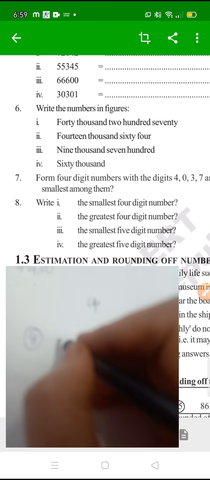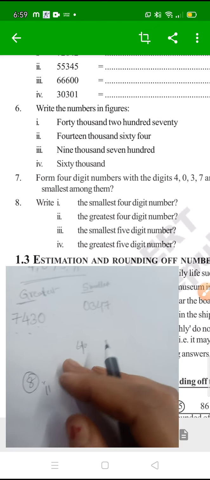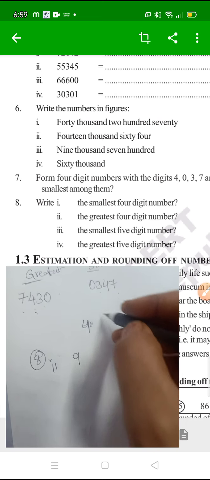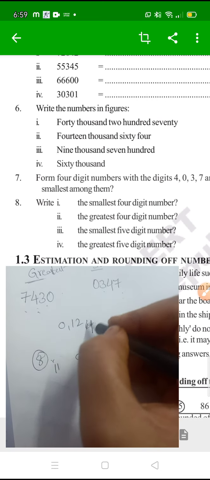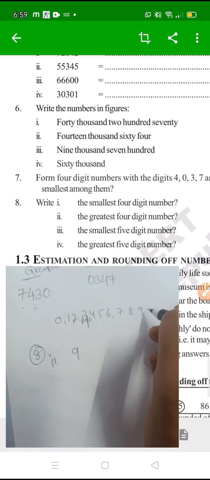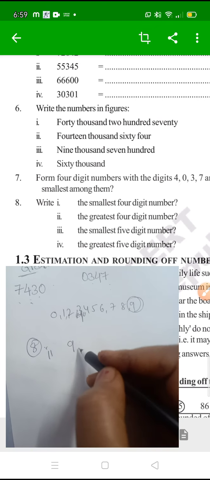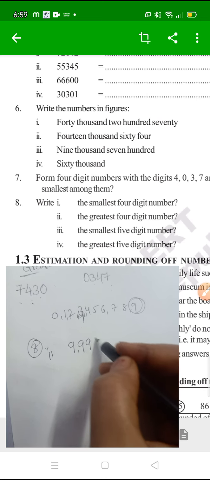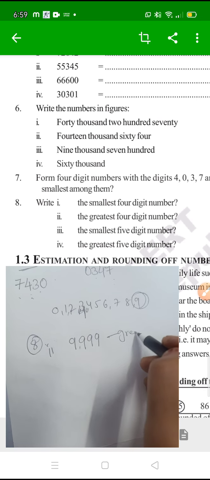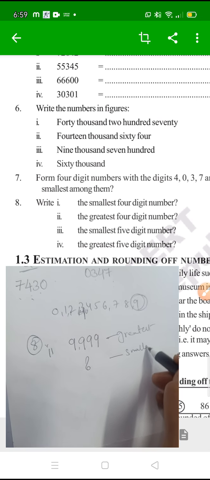In the second bit, they asked the greatest 4 digit number. 9 is the greatest among 0, 1, 2, 3, 4, 5, 6, 7, 8, 9. In these numbers, which one is the greatest number? 9 is the greatest number. So you can write the 4 digit number: 9999 is the greatest number. Now tell me what is the smallest number.